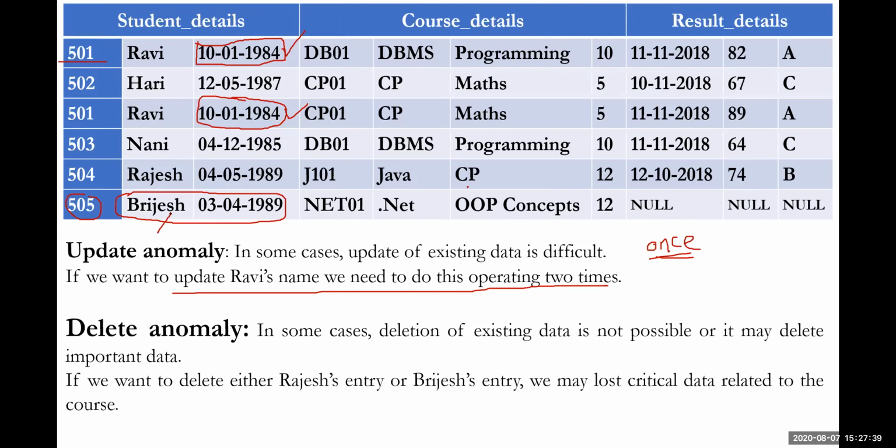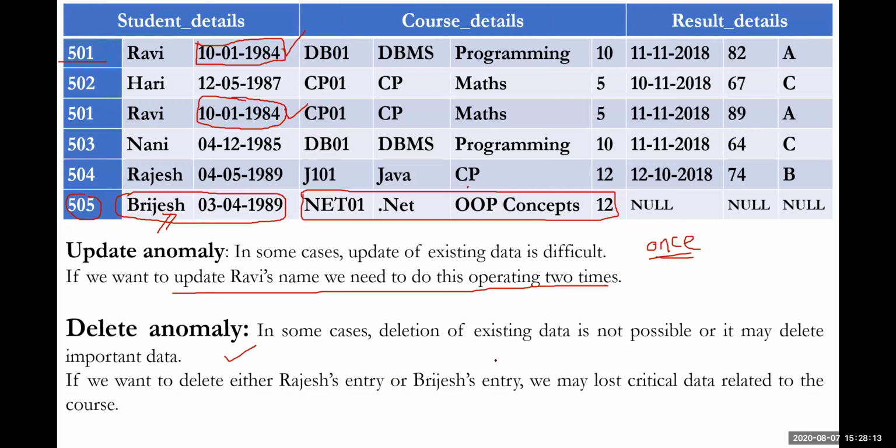So I wanted to delete this particular data. If you delete this data, very important information related to .NET would also be deleted. Okay. So while any kind of data is being deleted, it should not affect the important data related to other information. If such things occur, then a delete anomaly exists. If such things do not occur, then the deletion anomaly is not there.